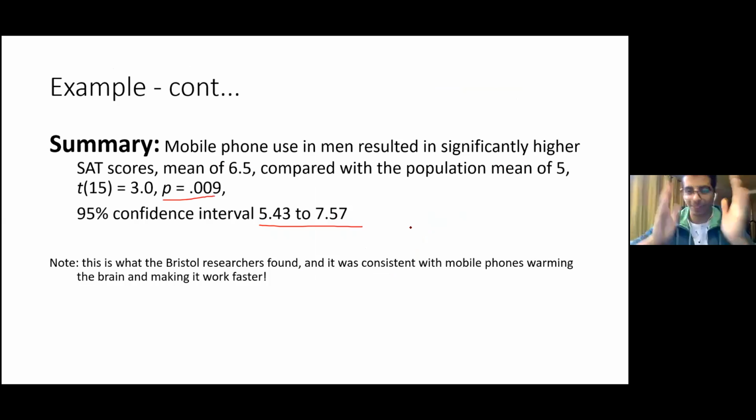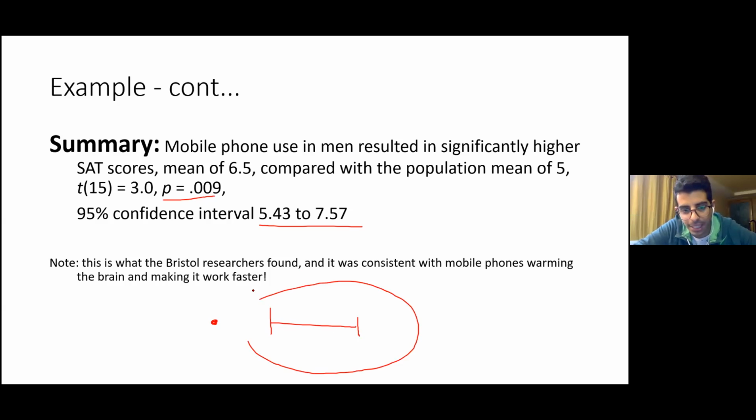It is significant, right? I kind of confused some of you, I'm sorry. But basically 5.4 to 7.57. And 5 is here, right? This is the mean. That means that because this doesn't touch the mean, it's significant. This is the same concept from the confidence interval lecture. So this is significant. It agrees with the p-value, which says that this is significant.